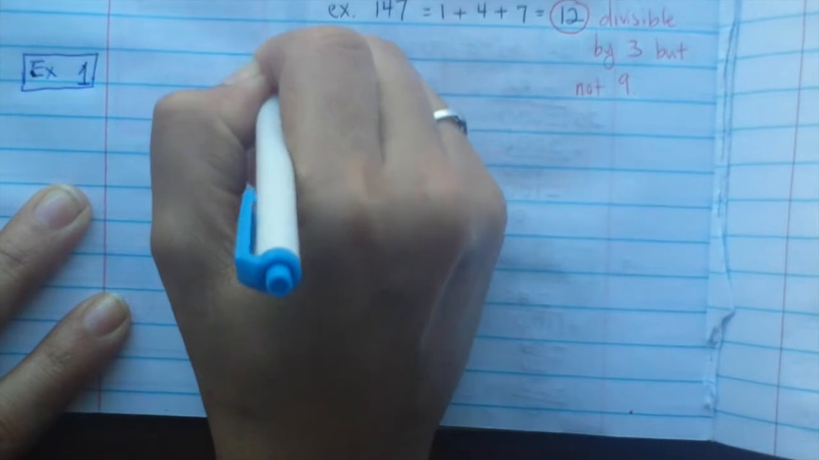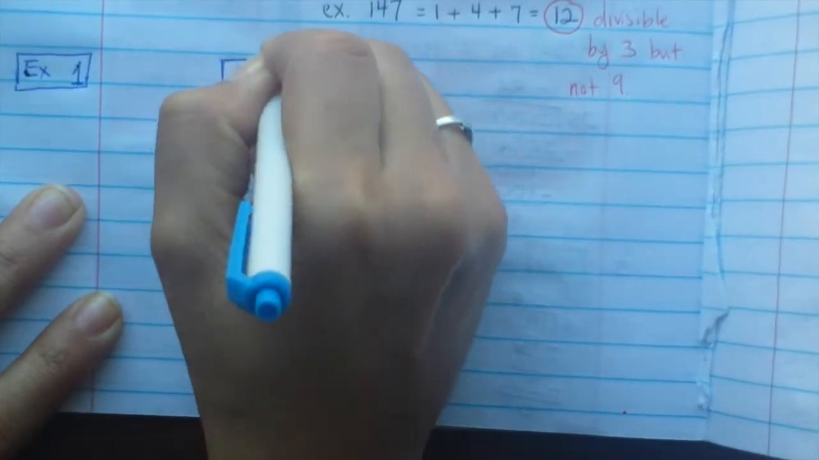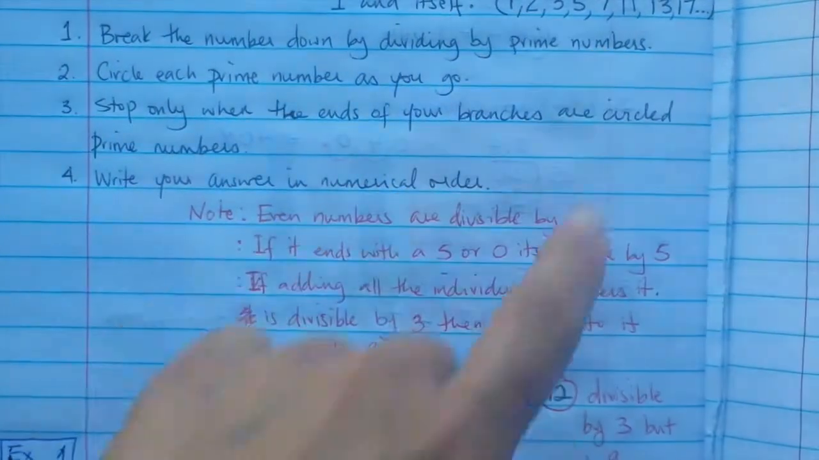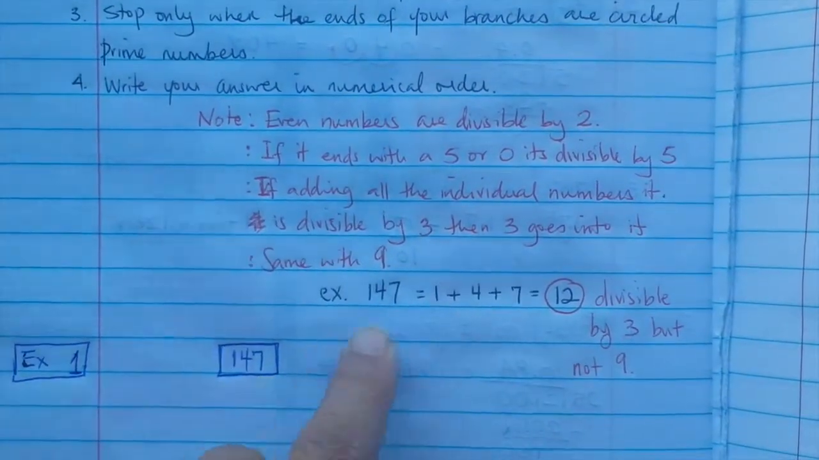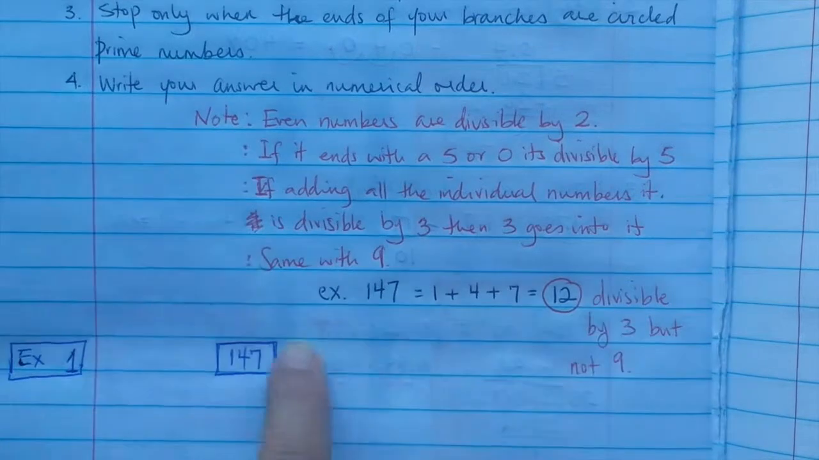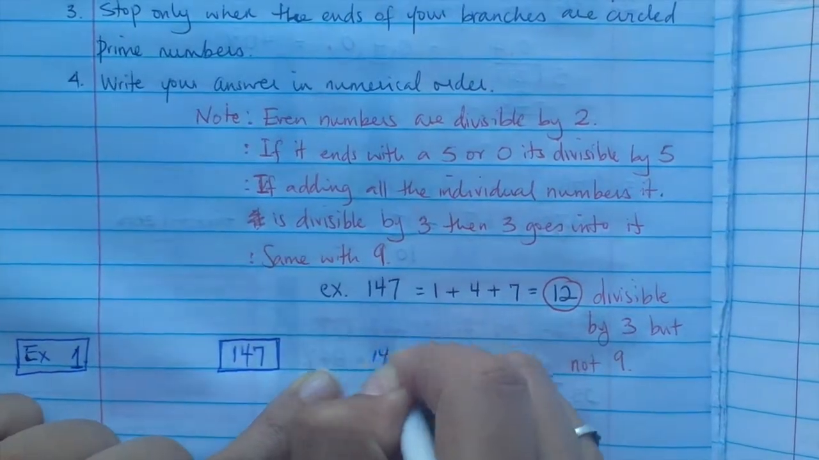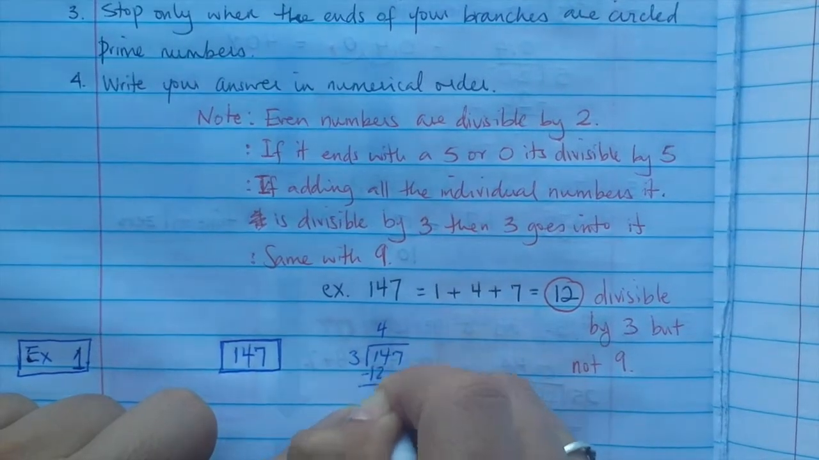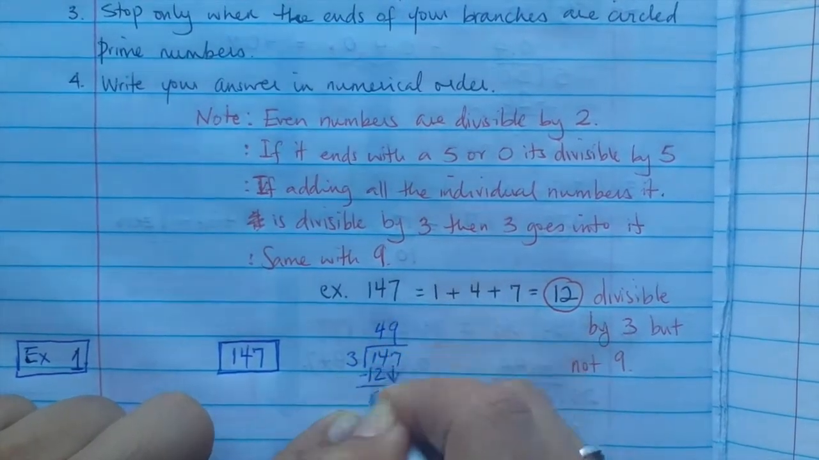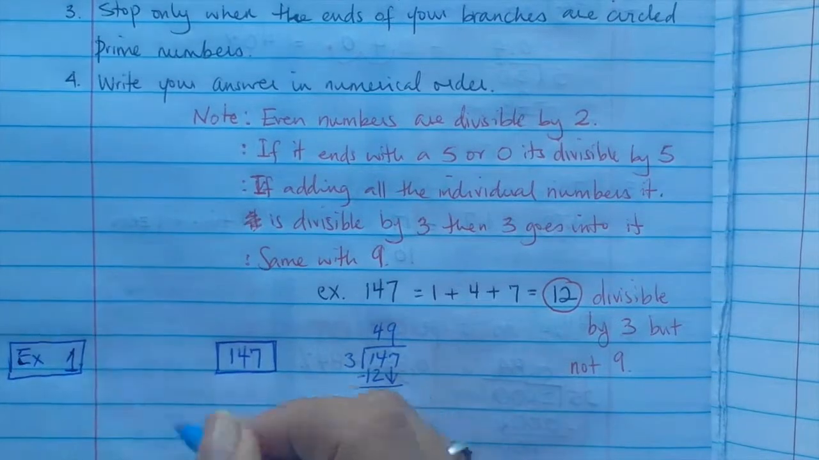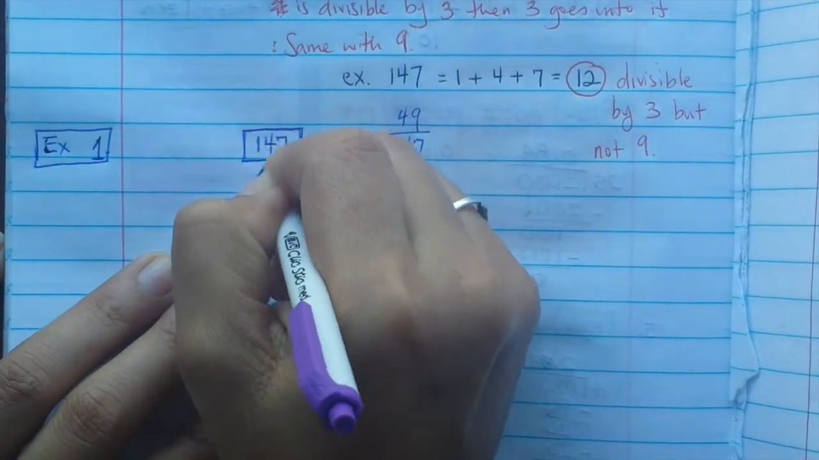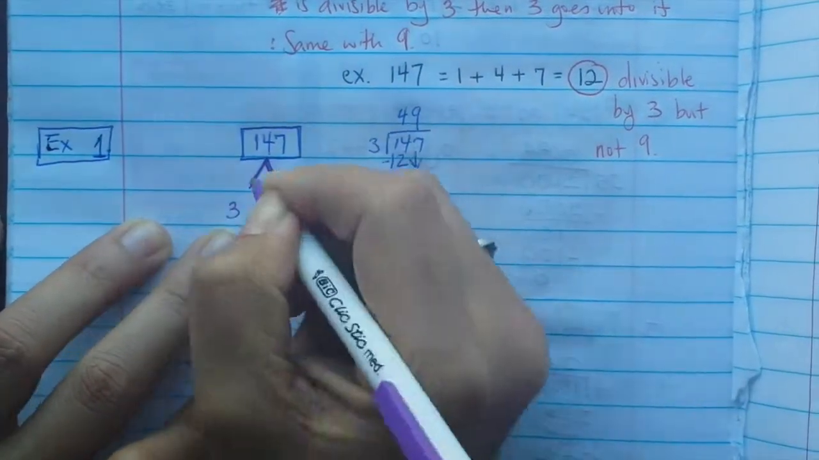So example 1, let's take a look at 147 since we just mentioned that. The very first step is to break the number down by dividing by prime numbers. The smallest prime number, 2, doesn't go into it, but 3 does because it adds to 12. So 3 into 14, 4, and then we get 49. Sometimes I have to do a little long division. So 147 breaks down to 3 times 49.